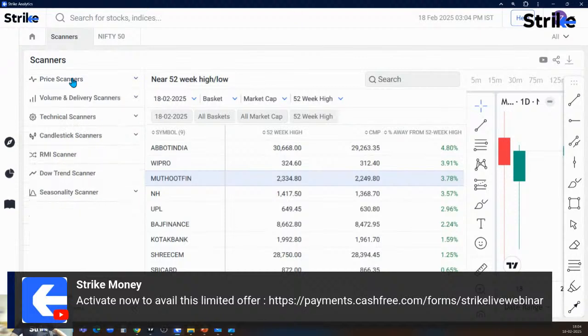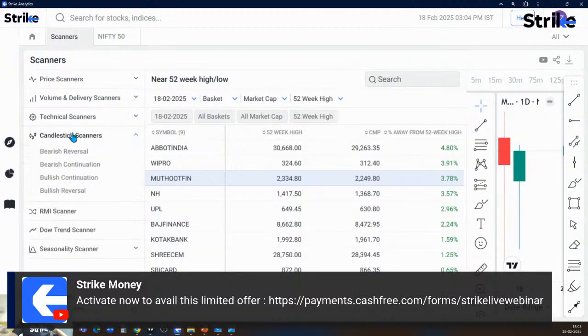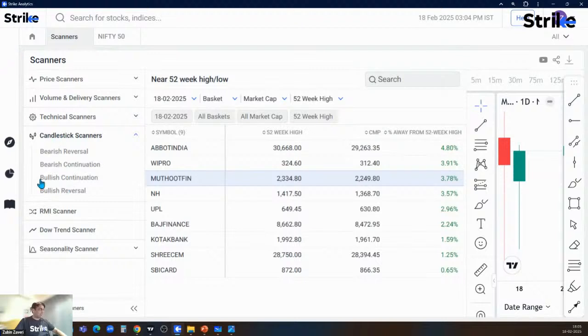So the first type of scanner are price scanners. Then there are volume and delivery scanners. Then there are various other technical scanners, based on various technical tools and indicators that you use. You can scan the stocks through them. Then there are candlestick scanners, like bullish engulfing, bearish engulfing, bullish reversal, bearish reversal, continuation. Those are candlestick scanners.